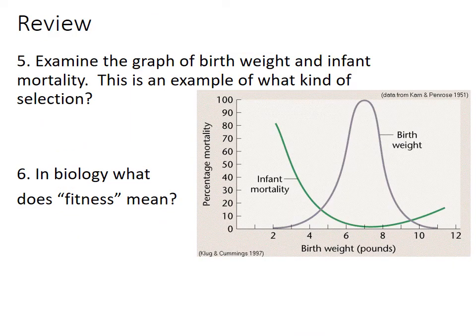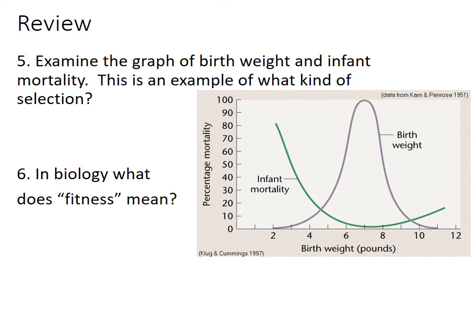So let's look at an example here. We've got a graph of the birth weight and infant mortality. This is a little bit dated, right? It's from 1997, and the data is from a study from 1951. So I'm not saying that this is exactly how things are today. But generally speaking, if we look at this graph, look at where infant mortality is lowest, and look at where birth weight is. This graph shows us that most babies are born in that middle range of birth weight, and infant mortality is lowest there.